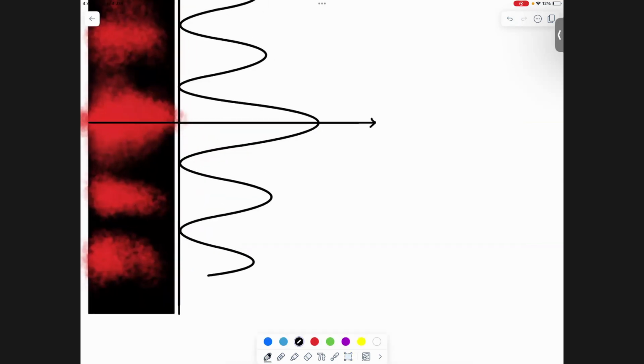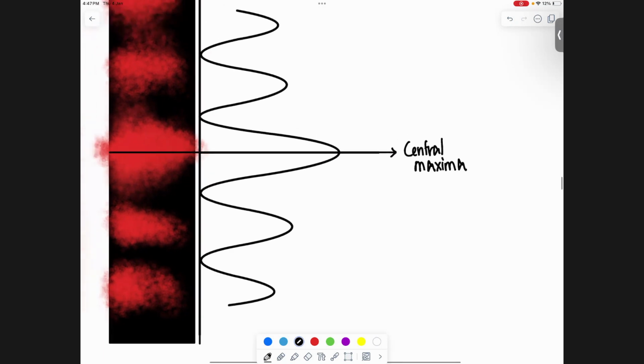So we need to name them. Let's write down the names. The one at the center is called the central maxima. Then the first zero comes here, this first zero that you see here is called the first minima. Why the names are important, we'll see very soon. Minima means a destructive interference. Okay, so the first minima.